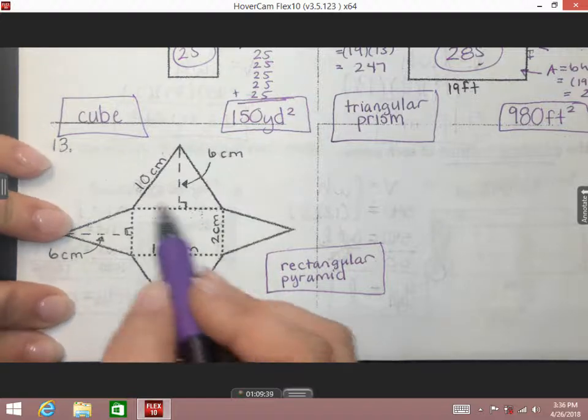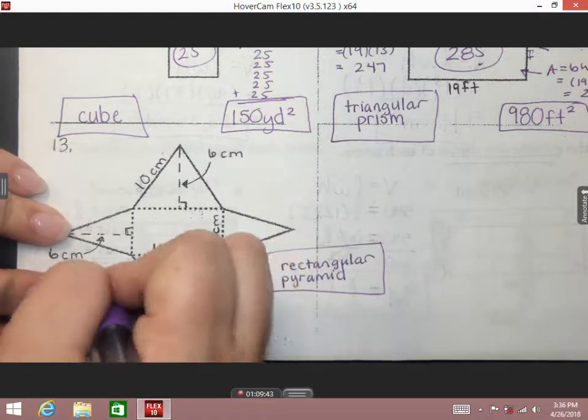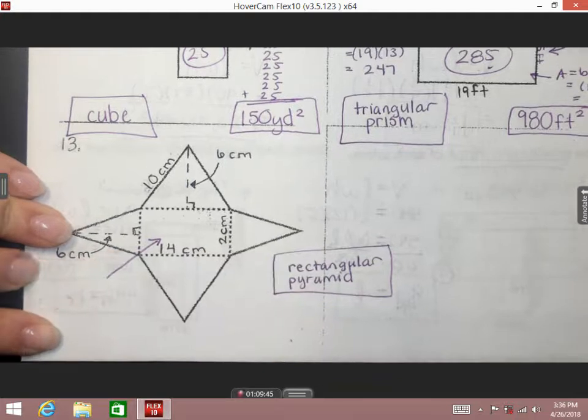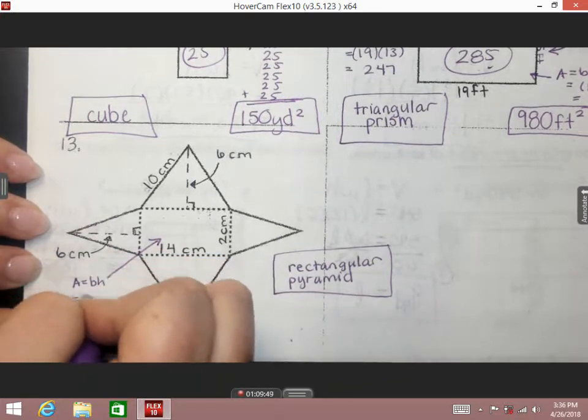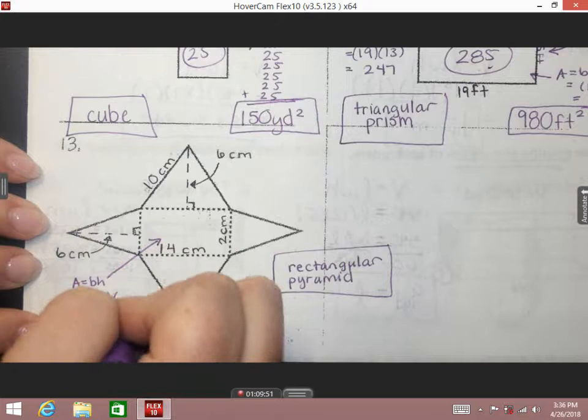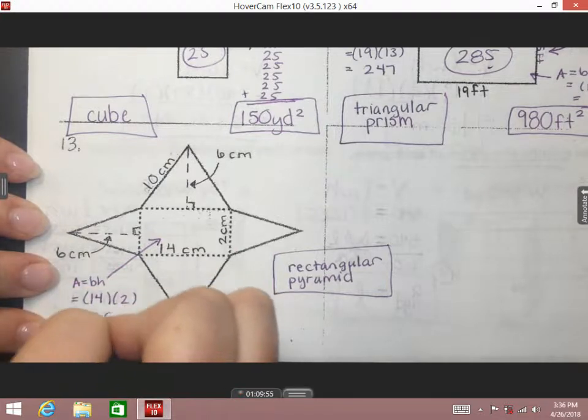When I'm looking at this, I love a rectangle. Rectangles are so easy. I love them. So let's do that rectangle first. All right, formula for a rectangle is just area equals base times height. My base is 14. My height is 2. And 14 times 2 is going to give me 28.